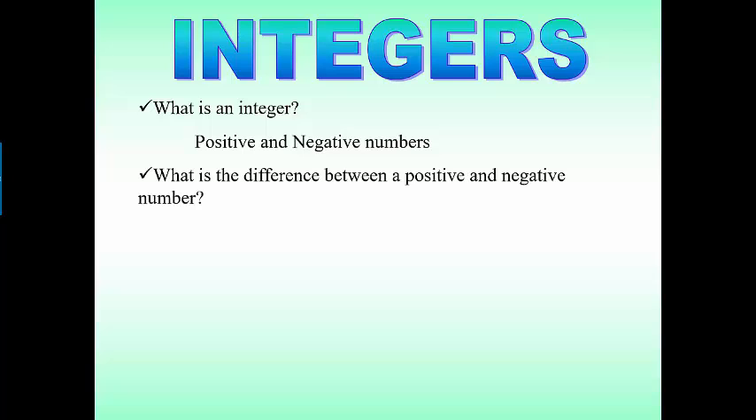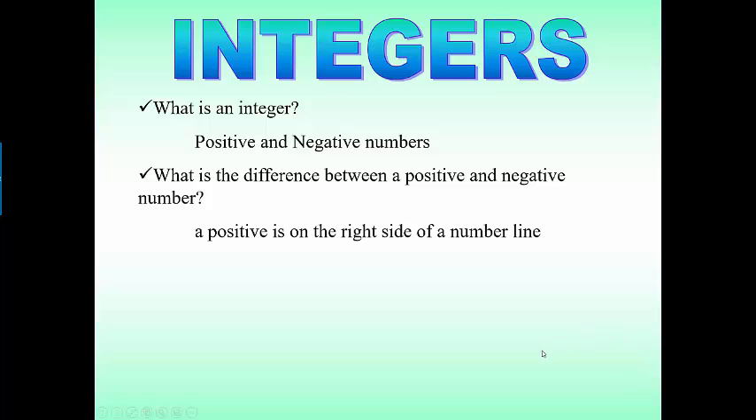Hi, so today we're going to talk about 1.4, which is adding and subtracting integers. So here we go. The first thing we need to talk about is what an integer or a real number is. An integer is when you have a positive or negative number. What's the difference between a positive and a negative number?